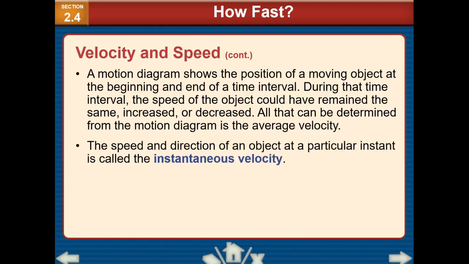Okay, so we can get a motion diagram at the beginning and end of a time interval. During that time, the speed of an object could have remained the same, increased, or decreased. All that can be determined by looking at the diagram and basically how close or far apart the dots on your diagram are. If the dots are getting more spread out, you're increasing how far you cover in a given time. That's a positive increasing velocity. If they get closer together, you're slowing down.